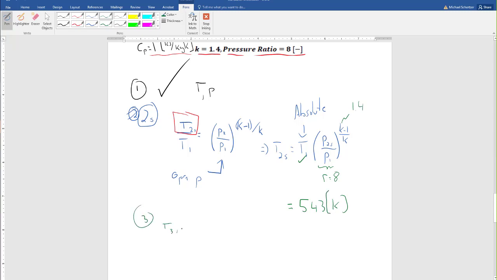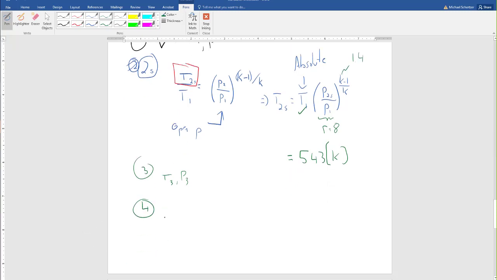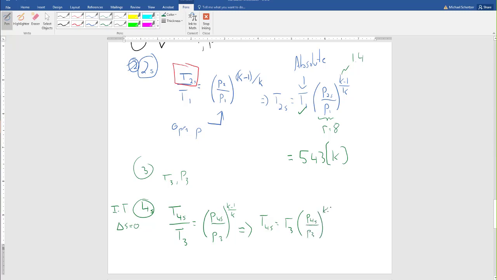State 3, I already know T3 and P3, so I can skip right to state 4. But again, I can call this 4S because this is the isentropic turbine. Delta S is equal to 0. So now I can say that T4S over T3 is equal to P4S over P3 to the power of K minus 1 over K, right? Or I can say that T4S is equal to T3 times P4S over P3, to the K minus 1 over K. In the turbine, the pressure is going down. So here, this is 1 over 8, right? I put this in, and I get that my T4 is 938.5 Kelvin.